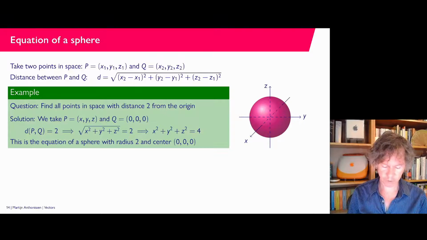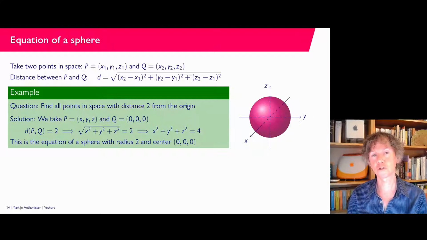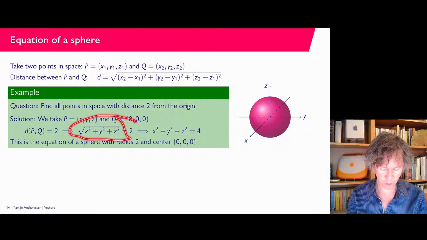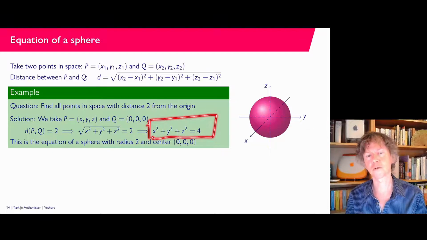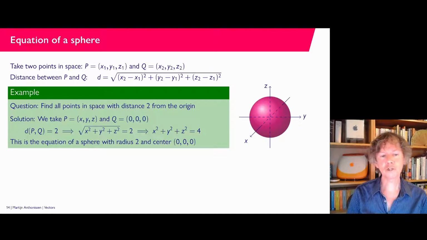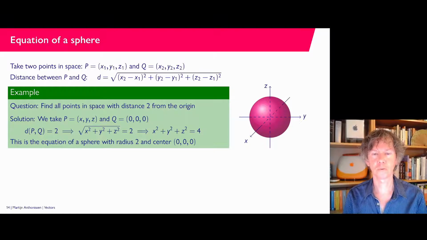And the formula for that, well, all points P with coordinates x, y, z that have a distance to Q, and Q is 0, 0, 0, the origin, of 2. The distance between P and Q equals 2. That is saying that this is the distance between them, and that should be equal to 2. So we find the equation x squared plus y squared plus z squared equals 4. So that is the equation of a sphere with radius 2 and center 0, 0, 0.